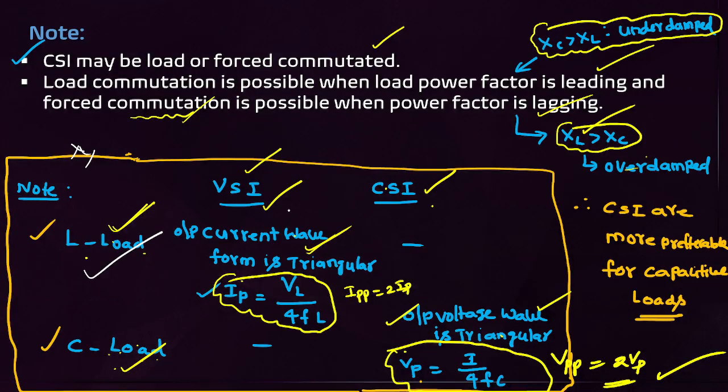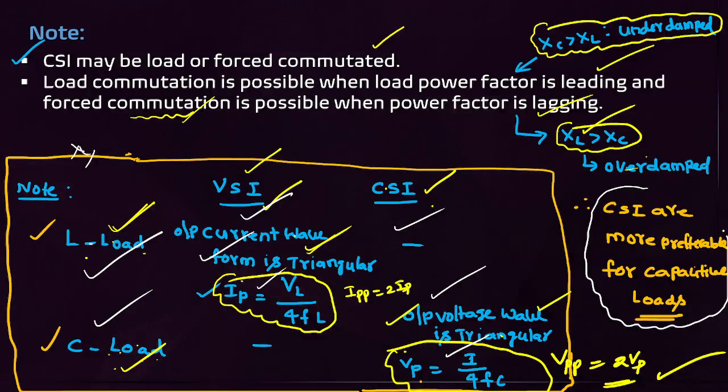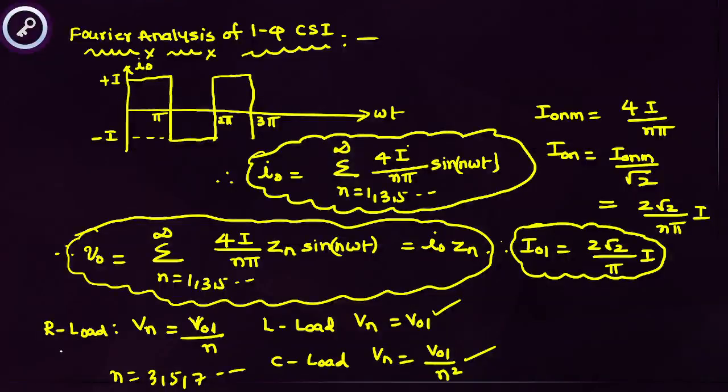Purely inductive load, voltage source inverter: the output current waveform is triangular. What is the peak current? VT by 4L, that is V by 4fL. Purely capacitive load, current source inverter: the output voltage waveform is triangular. What is the peak voltage? I by 4fC. So, current source inverters are more preferable for which loads? Current source inverters are more preferable for capacitive loads. You have to consider that.